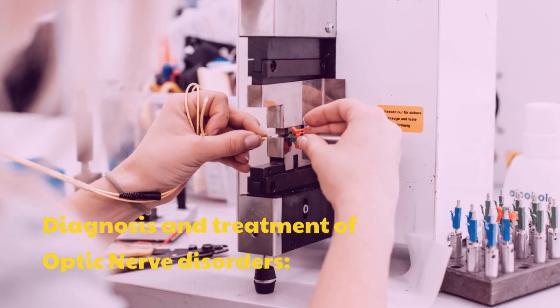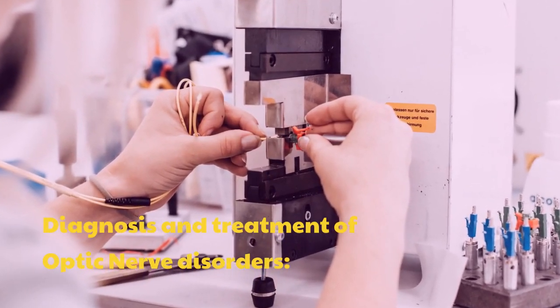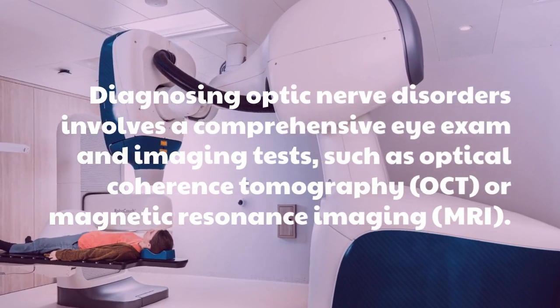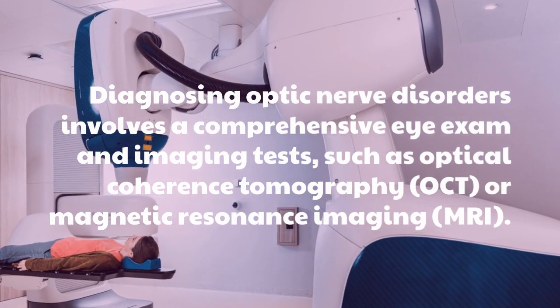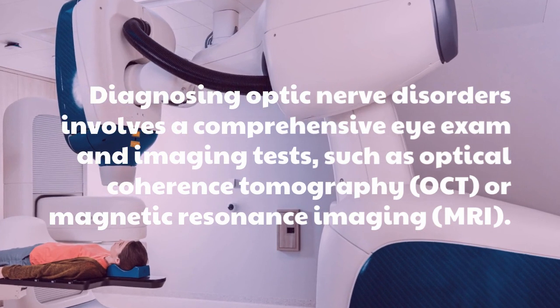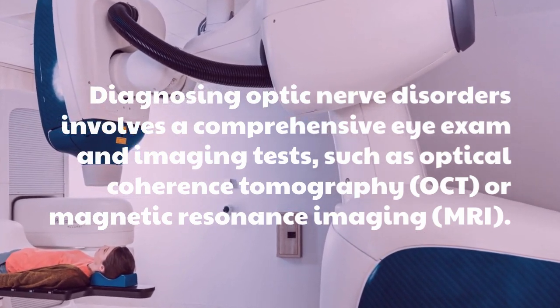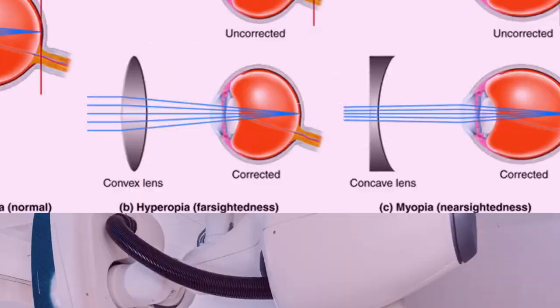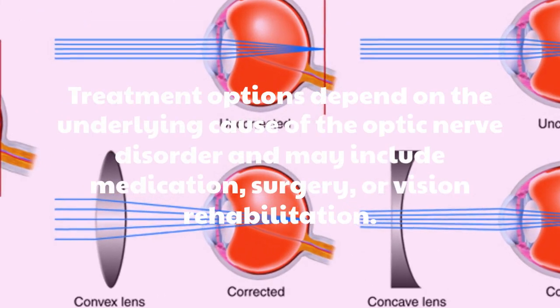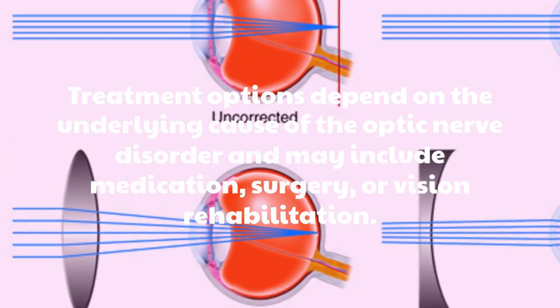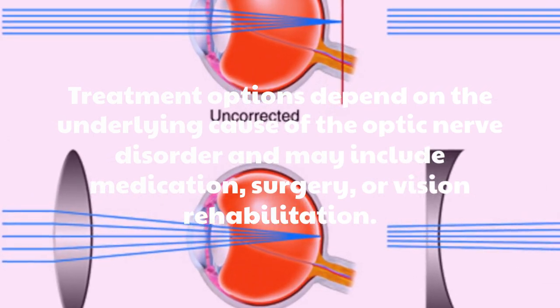Diagnosis and treatment of optic nerve disorders. Diagnosing optic nerve disorders involves a comprehensive eye exam and imaging tests, such as optical coherence tomography, OCT, or magnetic resonance imaging, MRI. Treatment options depend on the underlying cause of the optic nerve disorder and may include medication, surgery, or vision rehabilitation.